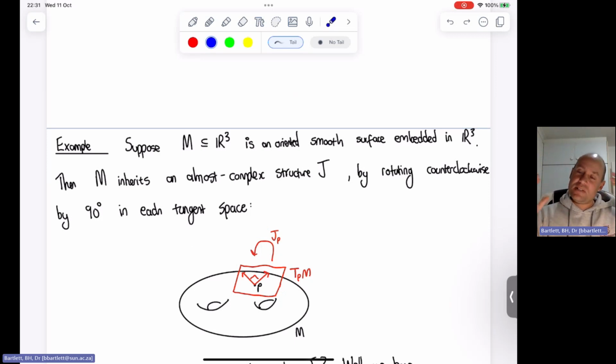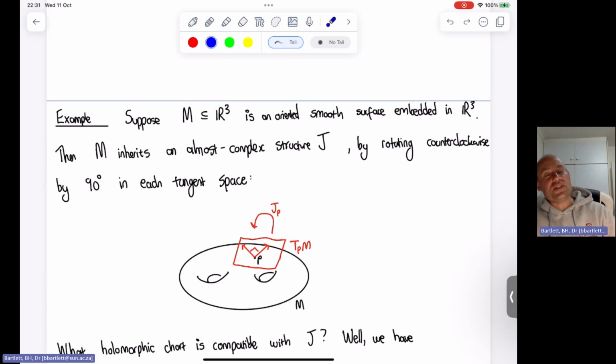I couldn't do this if I had, say, some abstract surface, right? But because the surface is living in R3, I've got these outward normals, and I also have this inner product structure on R3. I can actually talk about rotation by 90 degrees in the tangent space. So that's what I do at each point. That gives me this operator rotating by 90 degrees in the tangent space at each point. That's going to give me my J. So every oriented embedded surface in R3, in a canonical way, inherits an almost complex structure.